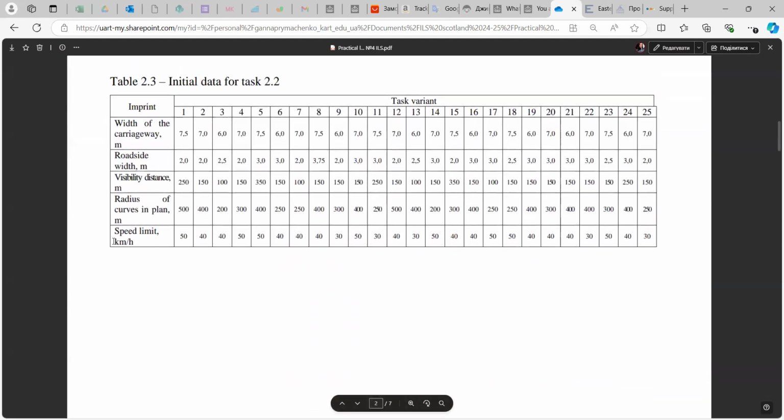Second line from the end of our table. Yes, we can find the radius of curves in plane in meters. For example, if you have first variant, it is 500 meters. If you have second variant, it is 400 meters, and other information. Please remember it for yourself.